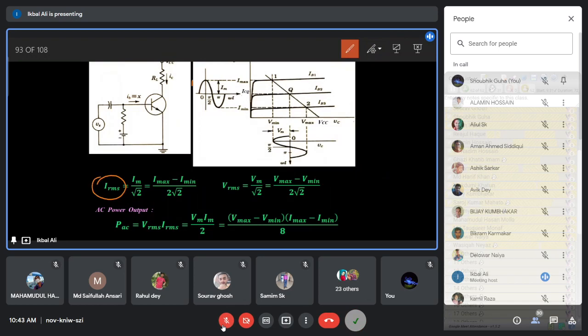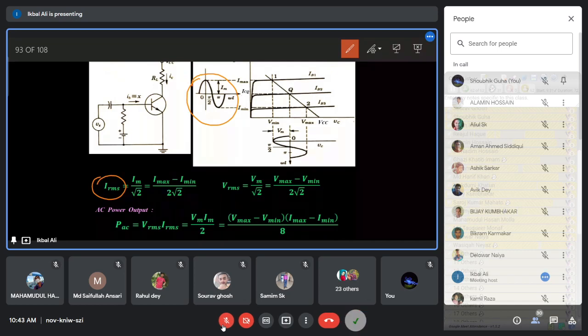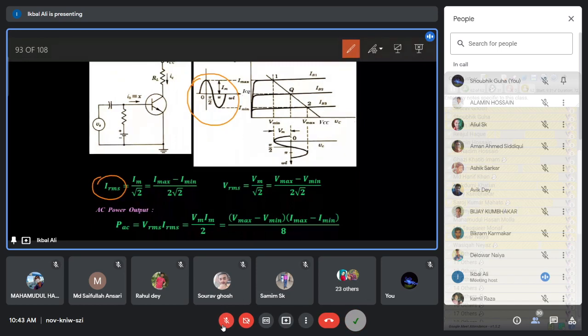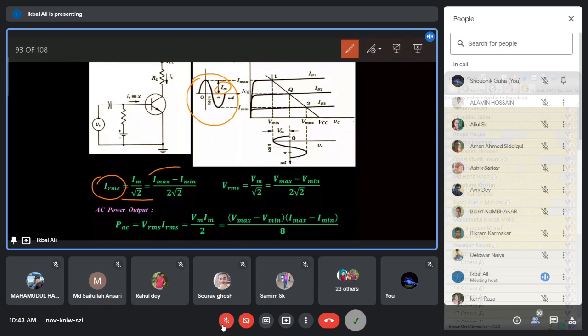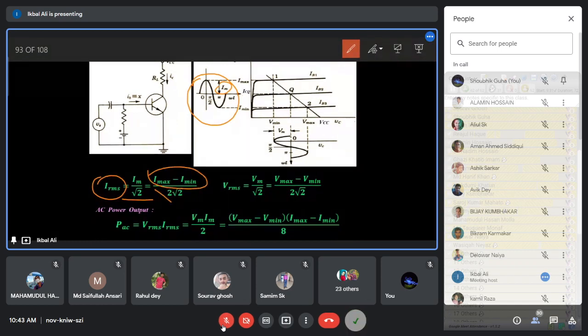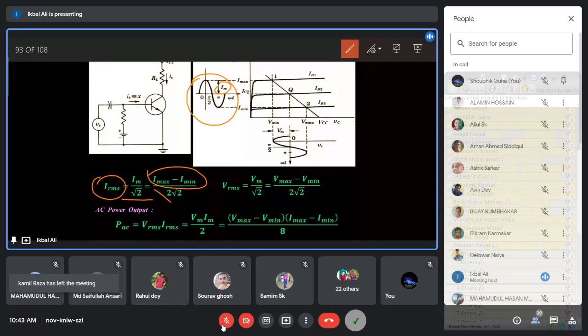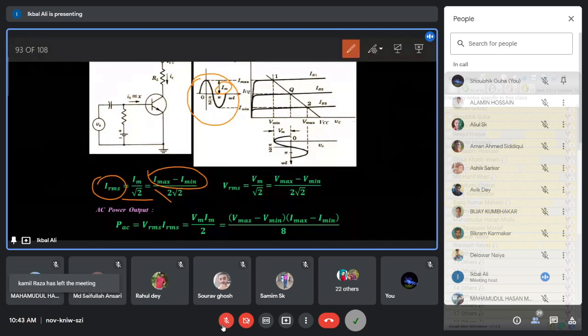So what will be the RMS value for a sine wave? That is the amplitude divided by √2. So Im, the amplitude, divided by √2. And what is Im? It is Imax minus Imin divided by 2. So this is your amplitude, Imax minus Imin divided by 2, by √2. So the RMS value of the AC collector current is Imax minus Imin by 2√2.